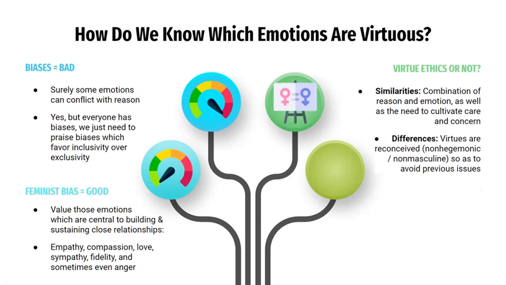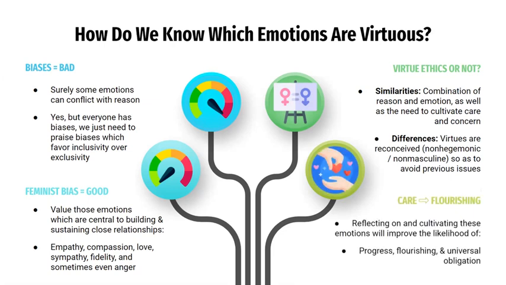Again, certainly a lot of overlap with virtue ethics. There are similarities, a combination of reason and emotion, as well as the need to cultivate care and concern, but there are differences. Virtues are reconceived according to feminist ethics. They're non-hegemonic, non-masculine, so as to avoid previous issues that we just discussed. Also, similar to virtue ethics, it has an emphasis on flourishing. So we saw this with Aristotle, eudaimonia, which means human flourishing. Feminist ethics typically say that care leads to this as well. Reflecting on and cultivating these emotions will improve the likelihood of progress, human flourishing, and universal obligation.